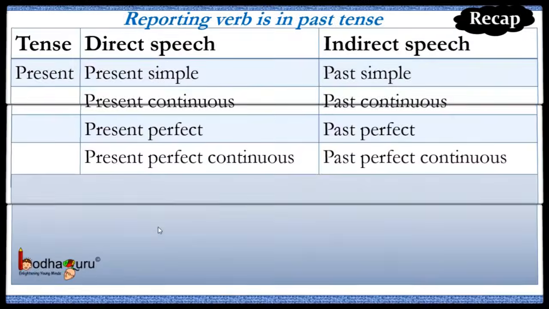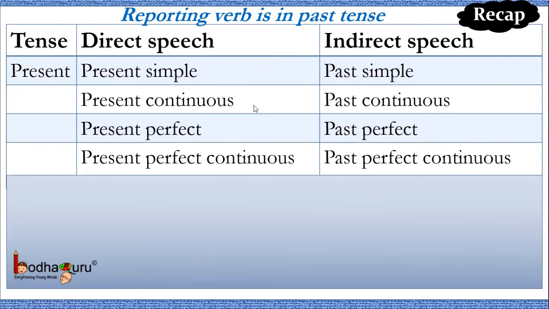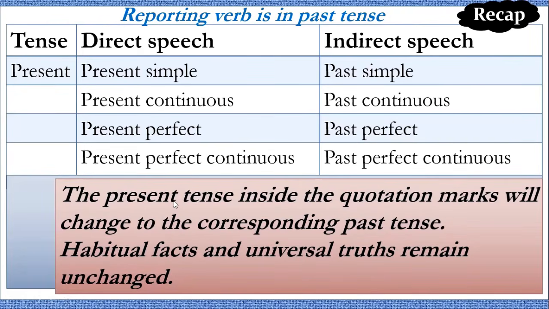A quick recap. When the reporting verb is in past tense and the spoken words are in present tense, how do we change? The present simple tense in direct speech gets changed to past simple in indirect speech. Present continuous changes to past continuous. Present perfect changes to past perfect. And present perfect continuous changes to past perfect continuous tense. In a nutshell, we can say the present tense inside the quotation marks will change to the corresponding past tense. Also remember that the habitual facts and universal truths remain unchanged.